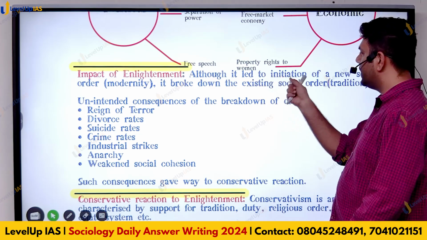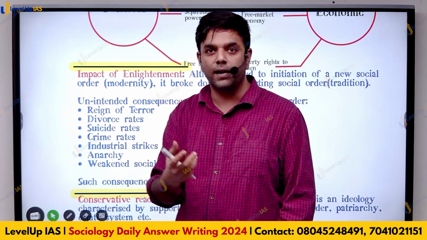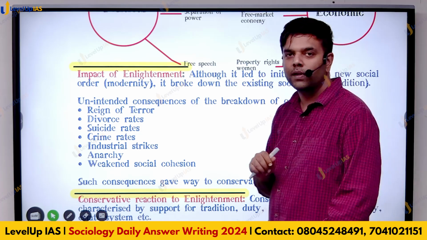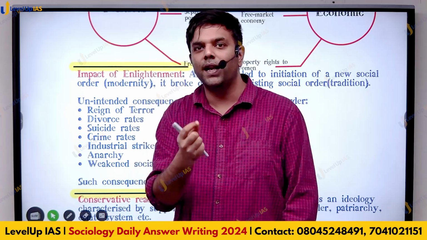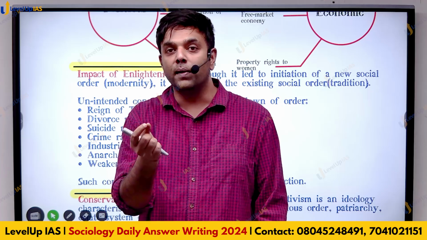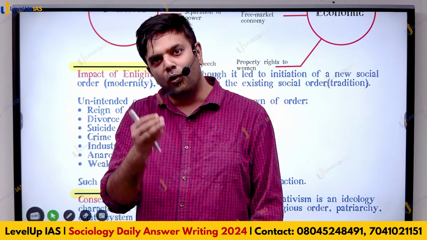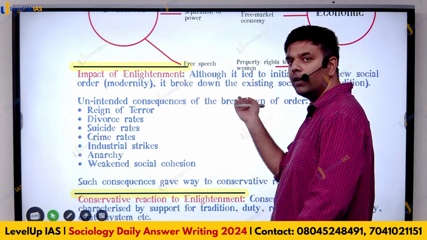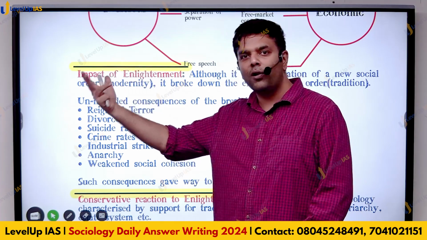although it led to initiation of new social order, that means modern world, it broke down the existing social order. ये बात सच है. It is a fact that enlightenment did bring about new concepts, new mode of governance, new form of economy, but it also meant that it broke down the old form of governance, old form of economy, right? That is something that which I have mentioned. So what were the consequences of the breakdown of the old order?